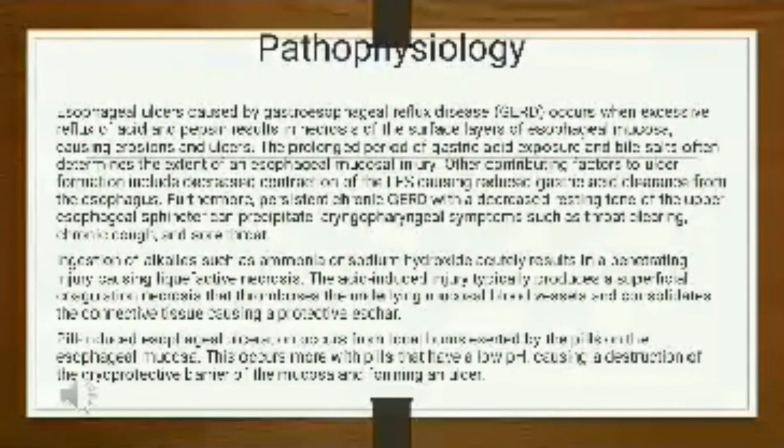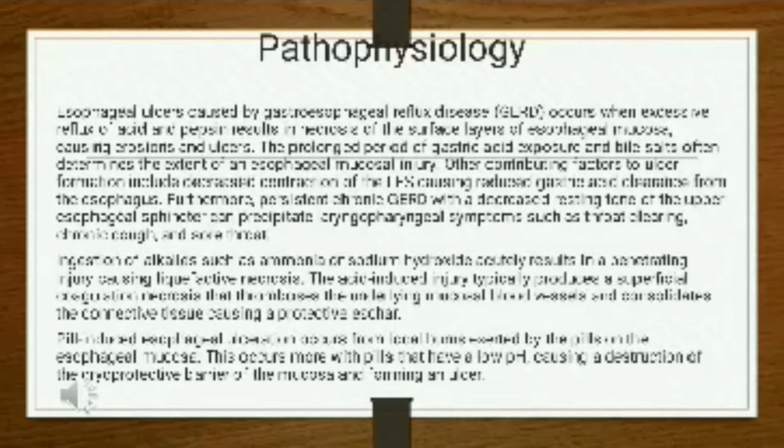Furthermore, persistent chronic GERD with a decreased resting tone of the upper esophageal sphincter can precipitate laryngopharyngeal symptoms such as throat clearing, chronic cough, and sore throat. Ingestion of alkalis, such as ammonia or sodium hydroxide, acutely results in a penetrating injury causing liquefactive necrosis. The acid-induced injury typically produces a superficial coagulation necrosis that thromboses the underlying mucosal blood vessels and consolidates the connective tissue, causing a protective scar.